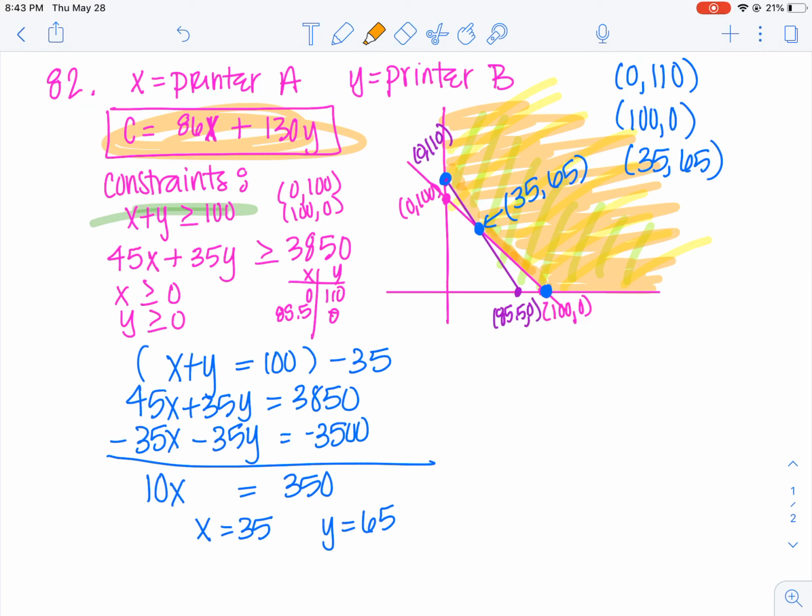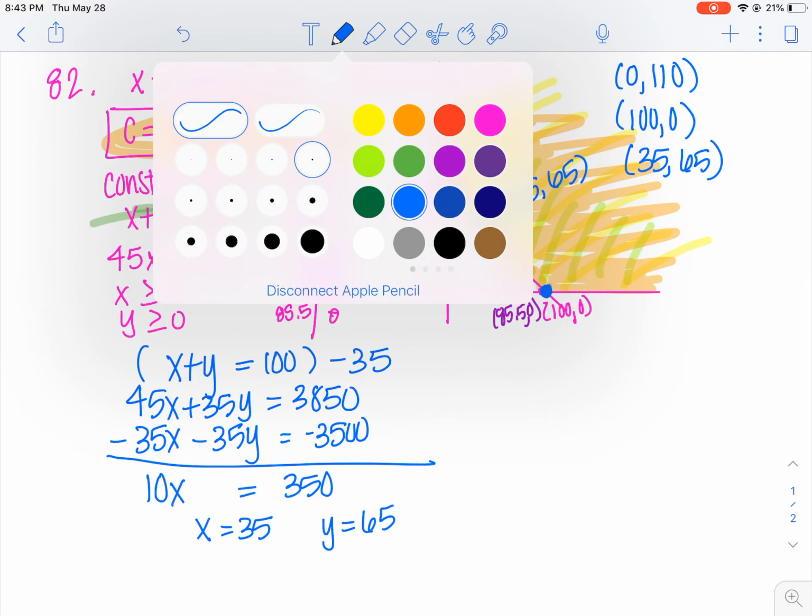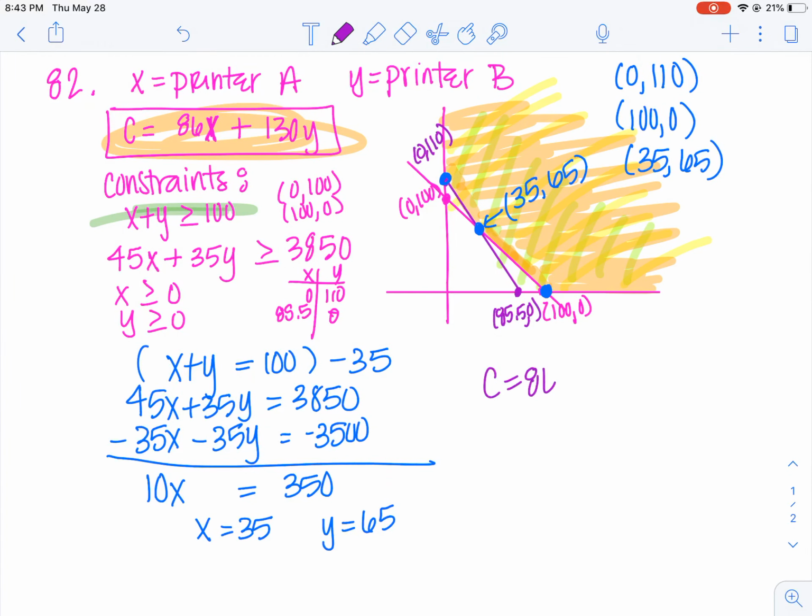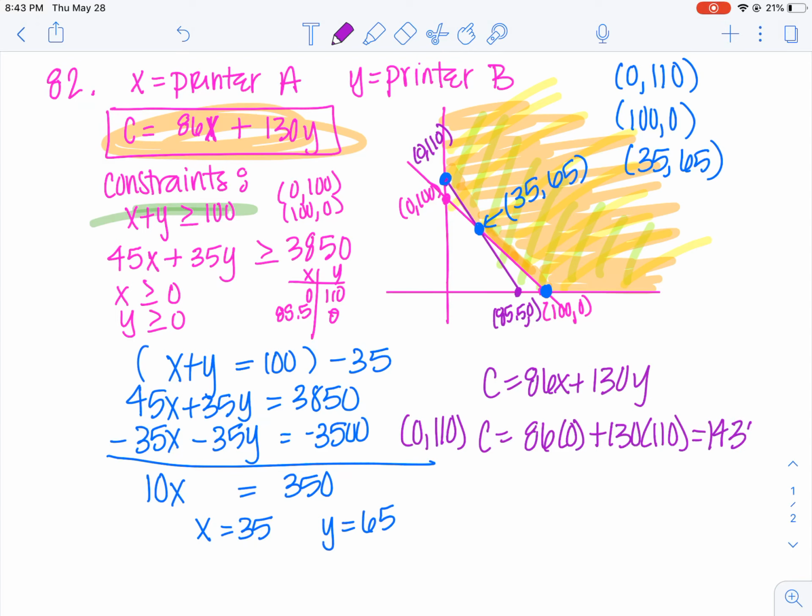Okay, so here's your equation, cost equals 86x plus 130y. So let's do our 3 points. So 0, 110 would give you 86 times 0 plus 130 times 110. So 130 times 110 is 14,300. Okay, next point, 100, 0 is 86 times 100 plus 130 times 0 is 8,600.